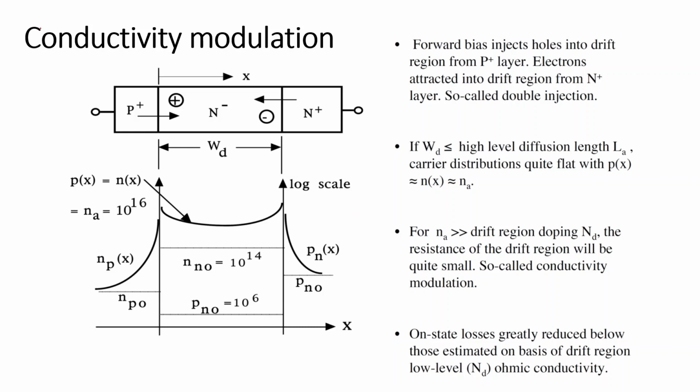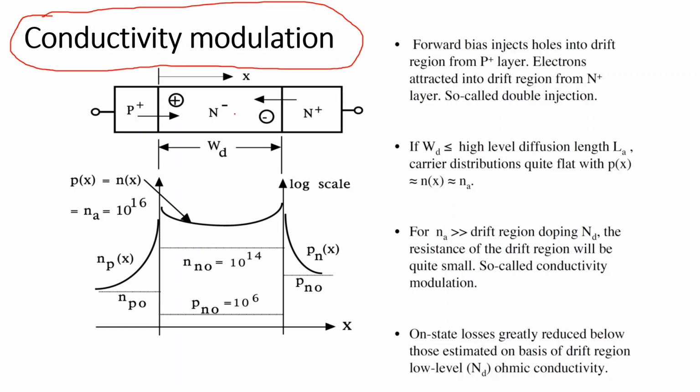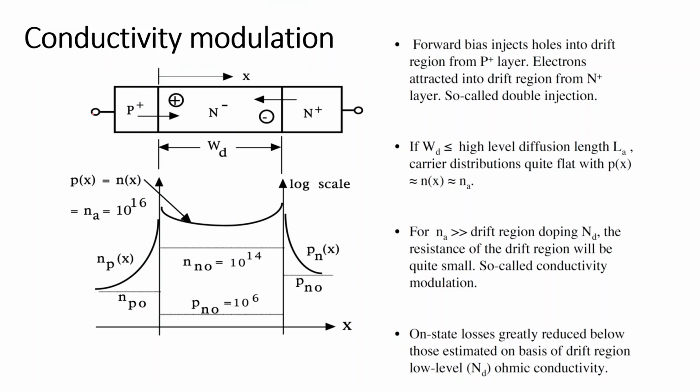But there is one phenomenon known as conductivity modulation, because of which this resistance does not go very high, rather it remains low. So how it is, we will see shortly. So let us say we forward bias this diode.